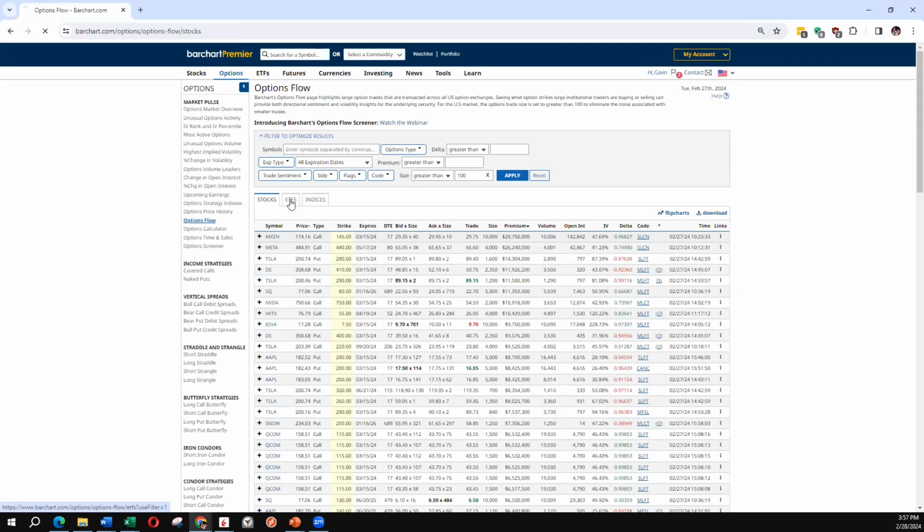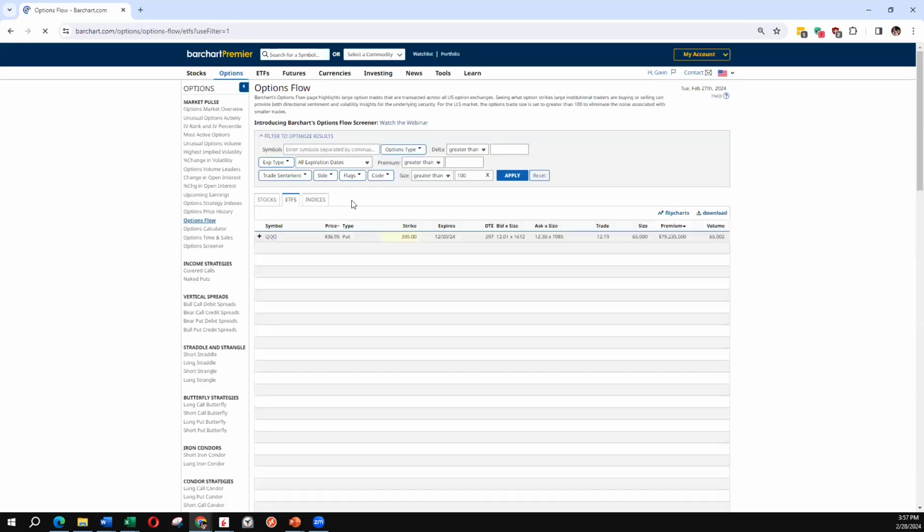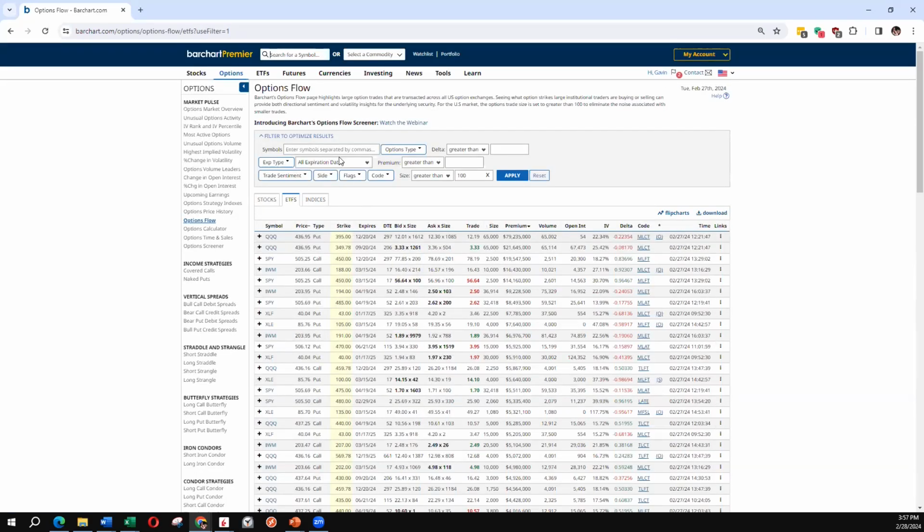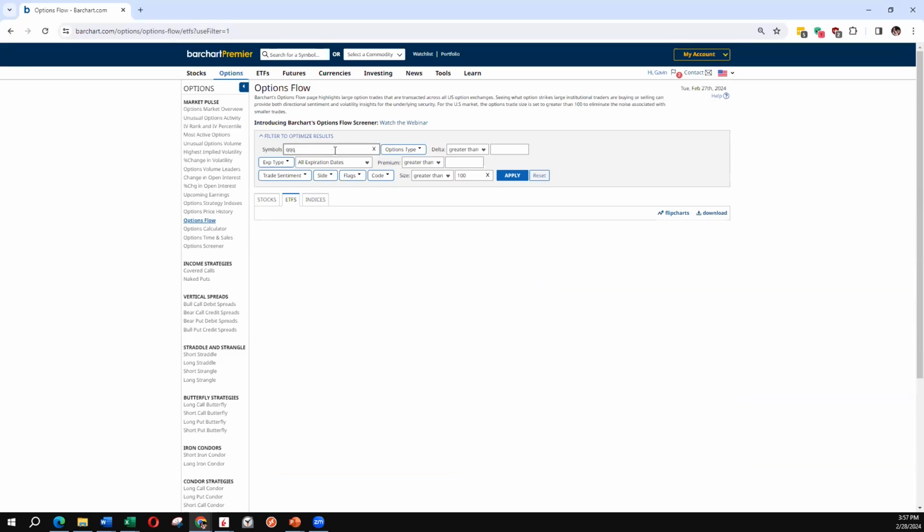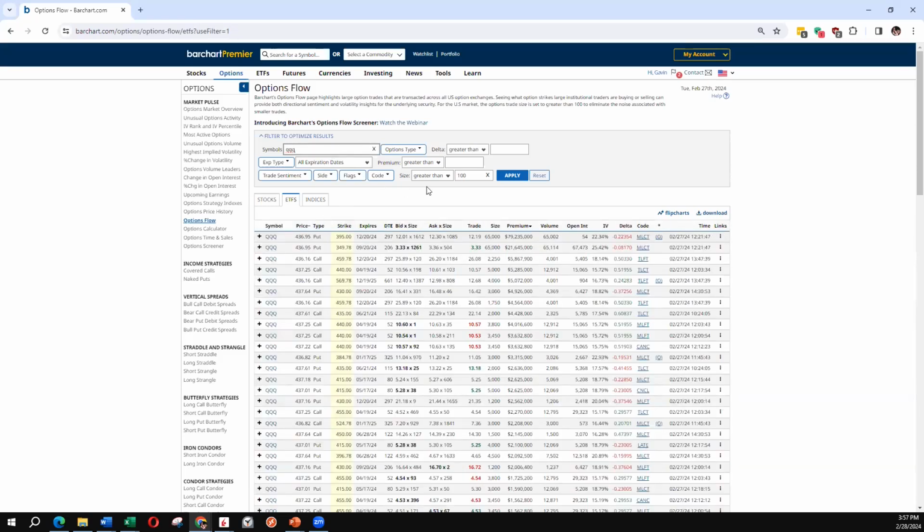We can also flip over and have a look at ETFs for the option flow scanner. And let's filter for the Qs and have a look. And we've got some pretty big bullish transactions there, a couple of bearish ones as well.